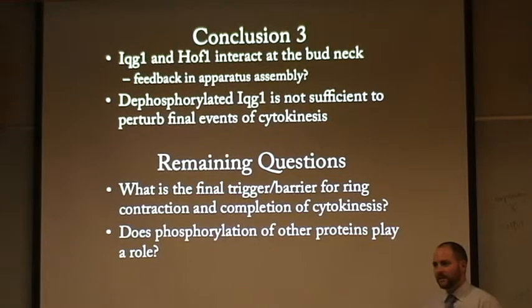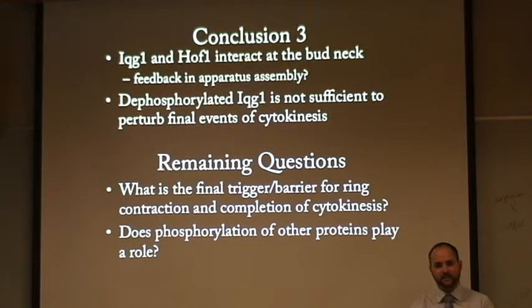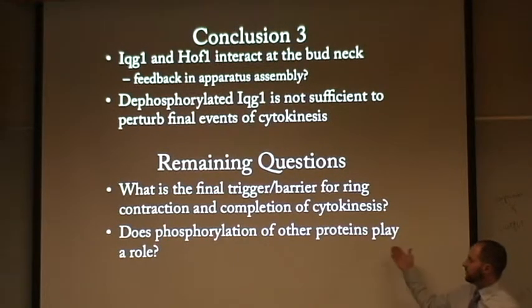This is very common in biological regulation, that there's multiple redundant layers of protection against things happening catastrophically early. Things that protect event B from going before event A is finished. So remaining questions that, if I had another 7 years here, I would love to tackle include, what is that final trigger to push the cell into contraction and full cell separation? Or conversely, what is the barrier that's keeping that from happening, the barrier that's then removed? And then, does the phosphorylation of any other proteins play a role?